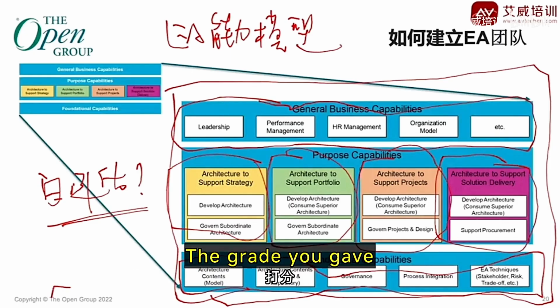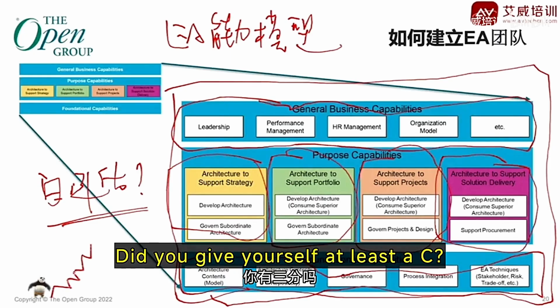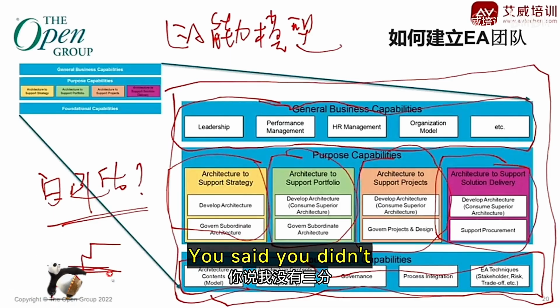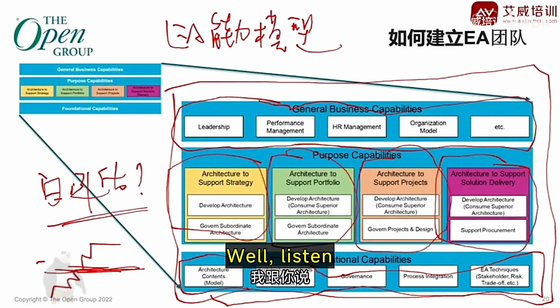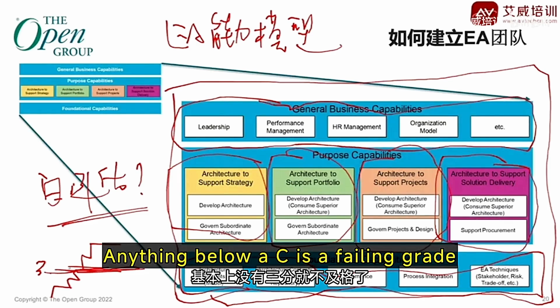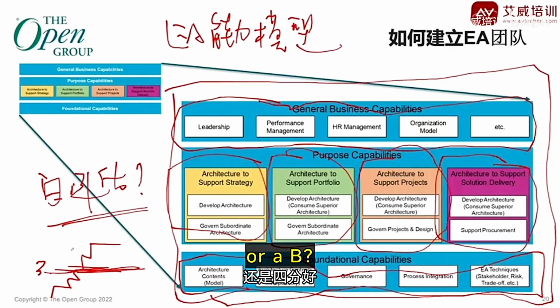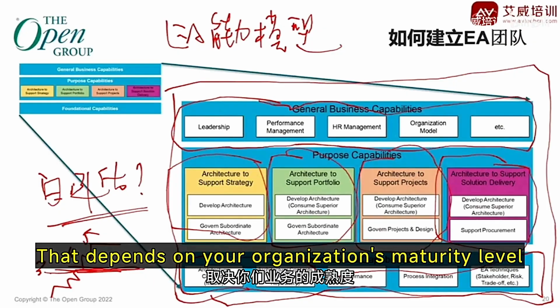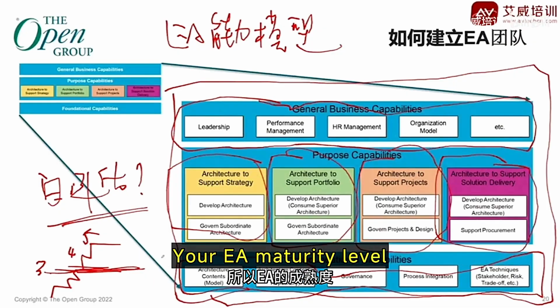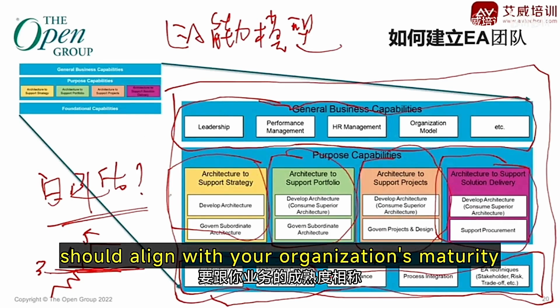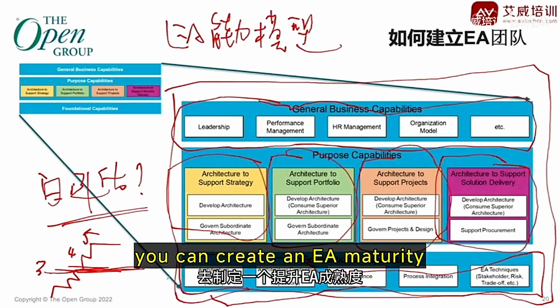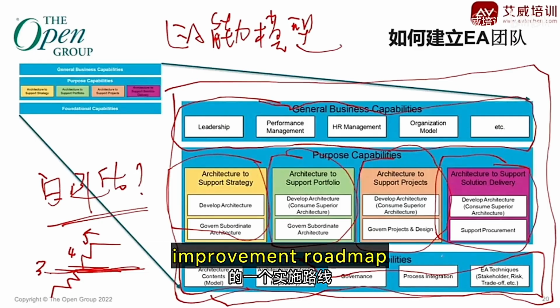The grade you gave. Let me ask you something. Did you give yourself at least a C? You said you didn't. Wow, listen. Anything below a C is a failing grade. A C is the minimum passing grade. So what will it be, a C? Or a B? A level 5 would be ideal. It's hard to say. That depends on your organization's maturity level. Your EA maturity level should align with your organization's maturity. Using this framework, you can create an EA maturity improvement roadmap.